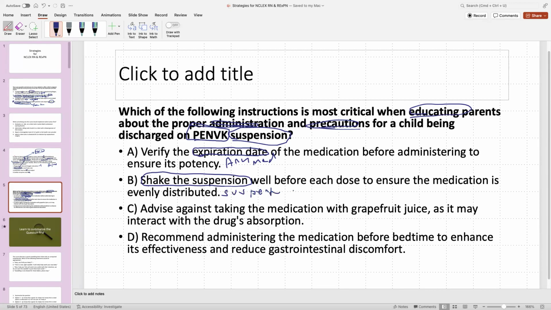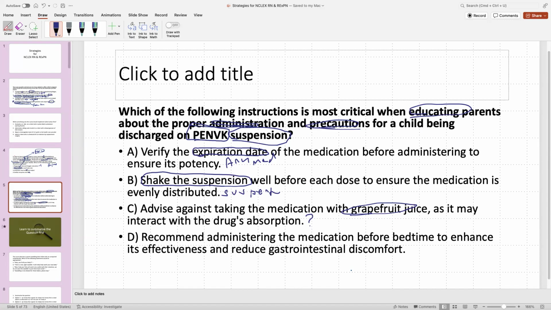Advice against taking the medication with grapefruit juice as it may interact with the drug absorption. Now it is time for you to curse me because I didn't teach you about PNVK suspension. So give a question mark. Because we don't know whether this medication interacts with grapefruit juice or not, and this fellow did not teach us. So give a question mark. Go to the next one.